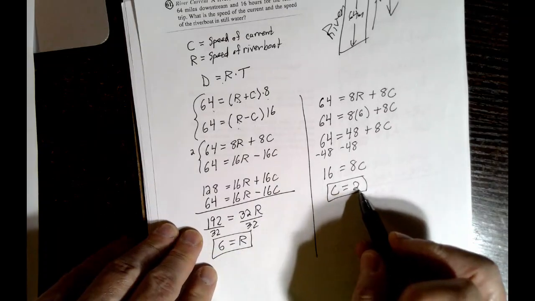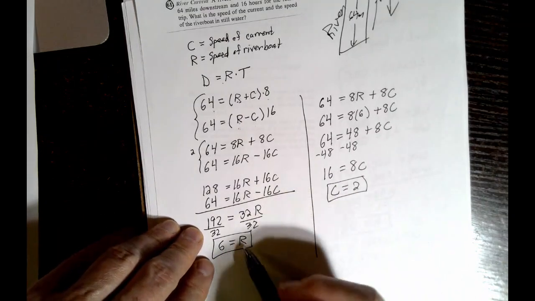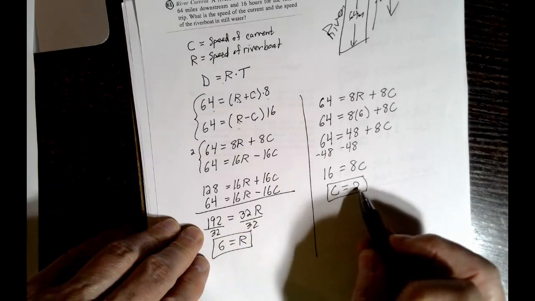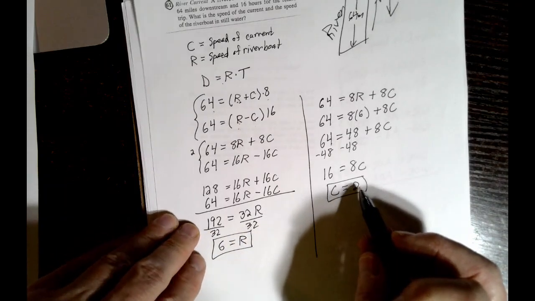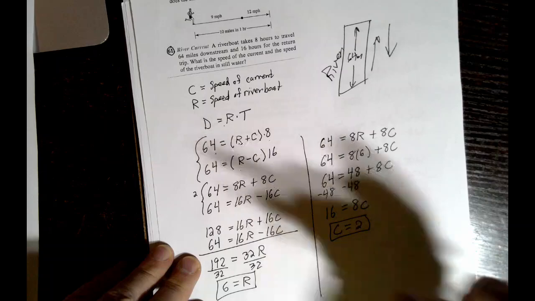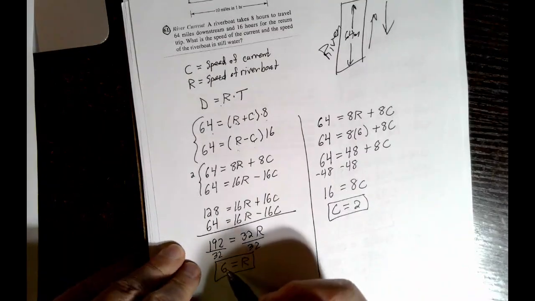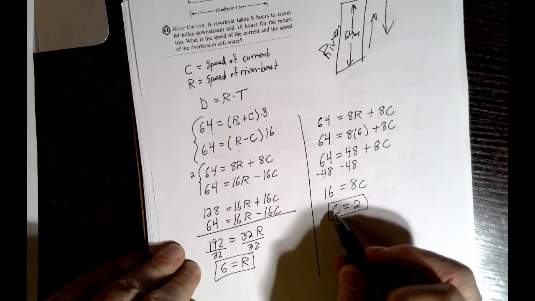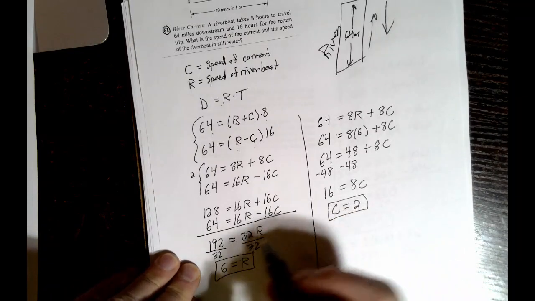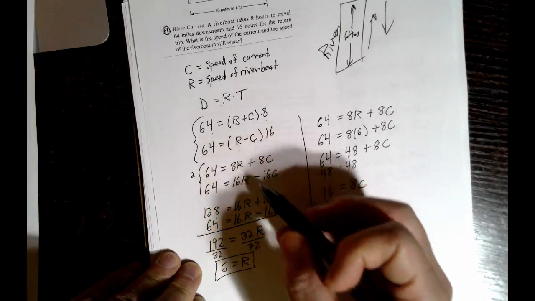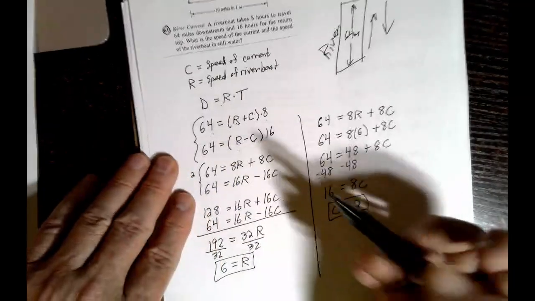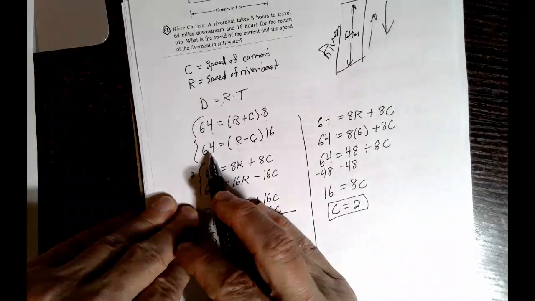The current is 2 miles an hour. So when you're going downstream, you're going 6 plus 2, which is 8. 8 miles an hour for 8 hours is 64 miles, right? Now when you're going upstream, you're going at 6, but the current is taking away 2 of that. So you're really only traveling upstream at 4. 4 miles an hour times 16 hours is 64 miles.